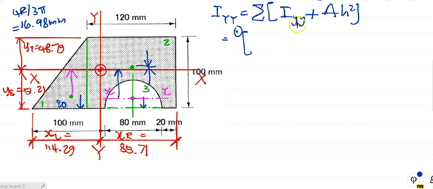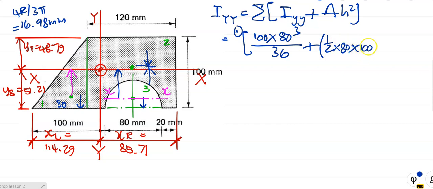Right, IYY, second moment of area for a triangle is BD cubed over 36. What's B? What's D? B is a side parallel. We're taking second moment of area about the YY axis, so B is 100. So it's 100 times 80 cubed over 36 plus area, half base times side, of 80 times 100 times H. Are you tuning in?